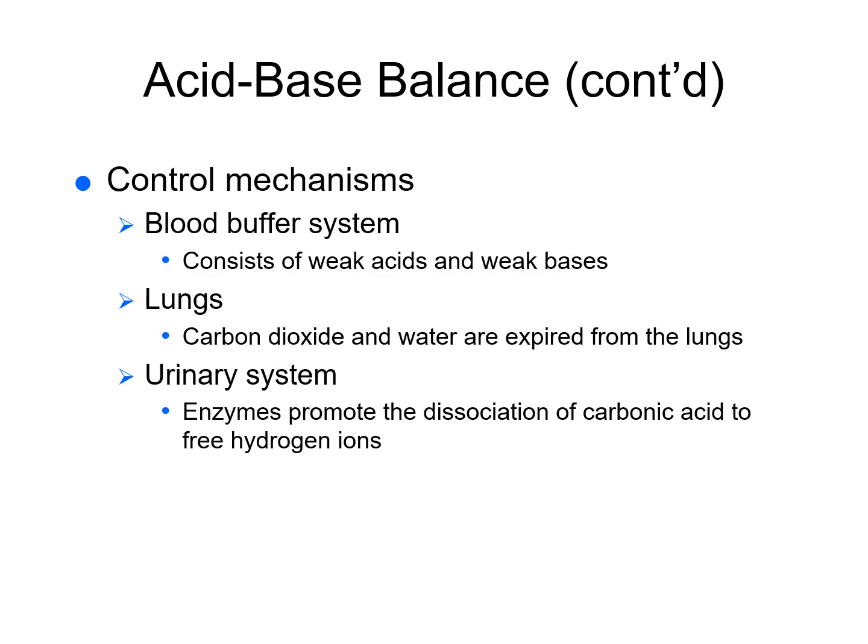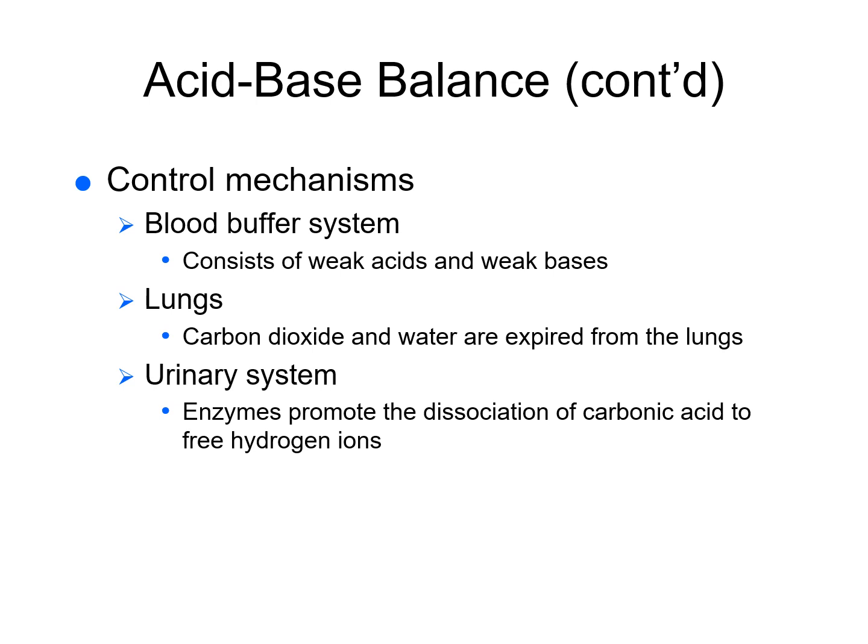So this is going to help you. If we want to maintain a normal serum pH of 7.35 to 7.45, we need to understand what controls this. Our blood buffer system also will help along the way. It consists of weak acid and weak bases. Our lungs, carbon dioxide and water are expired from the lungs. We've got to remember that. And our urinary system, enzymes promote the dissociation of carbonic acid to free hydrogen ions.